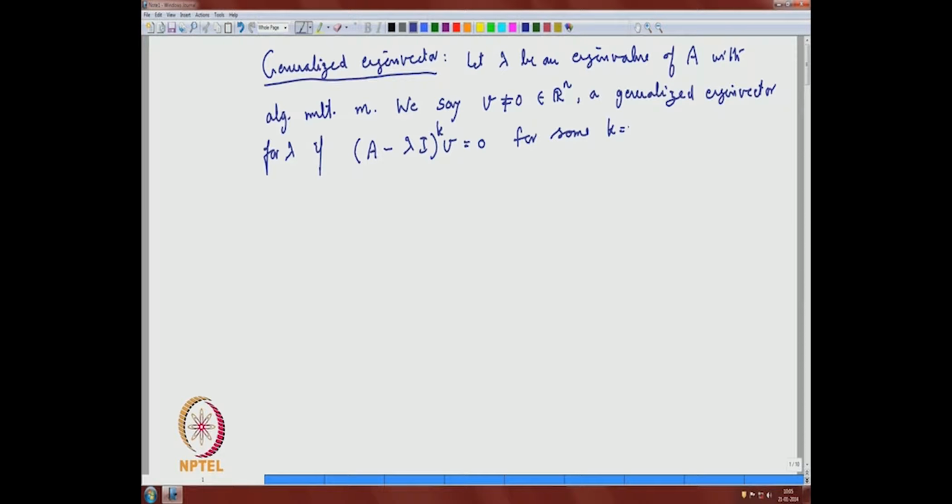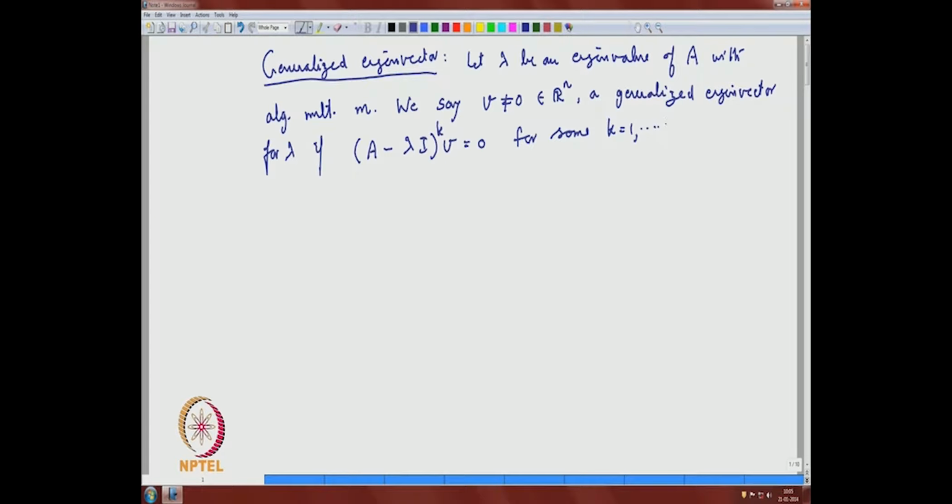Of course, when k equals 1 it is an eigenvector. So, in a generalized eigenvector we include even the usual eigenvectors. For some k this should happen. When it happens for k equal to 1 it is an eigenvector. When it happens for higher k it is called a generalized eigenvector. So, we use it for both the normal eigenvectors and more generalized eigenvectors. There are some interesting results, but before going to that we start with an example.